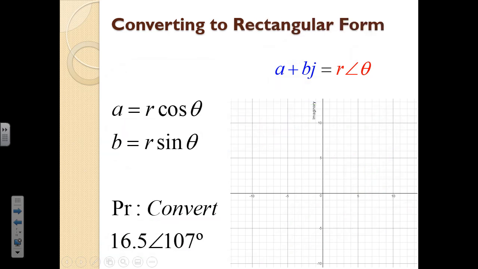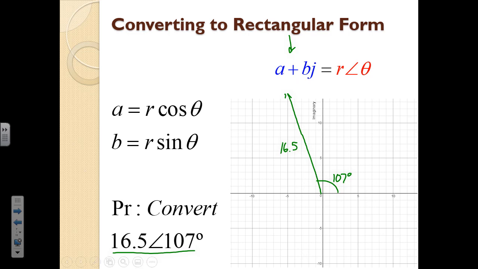Okay, let's go the other direction. Let's take a complex number in polar form and convert it back into complex form, or what we sometimes call rectangular form also. So let's take 16.5 at 107 degrees. You should be able to picture that vector. 107 degrees is going to be somewhere up here. We don't know exactly where that's going to be, but it's safe to say that it's going to be in the second quadrant. And we know our magnitude here is 16.5.